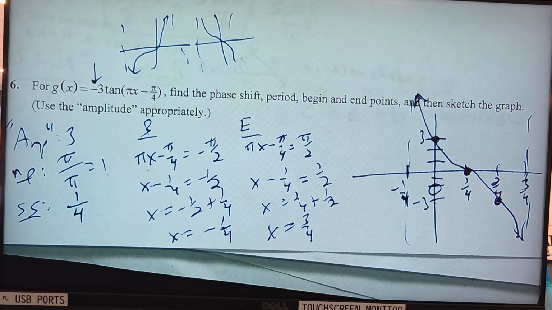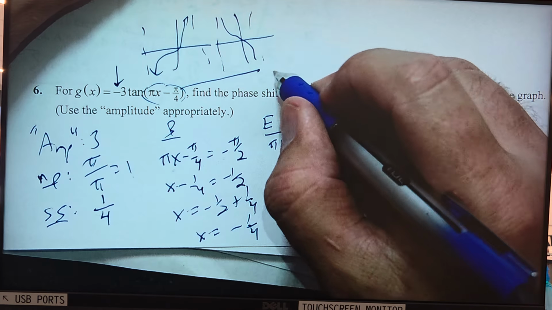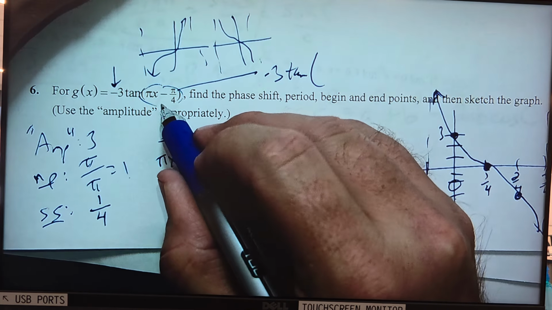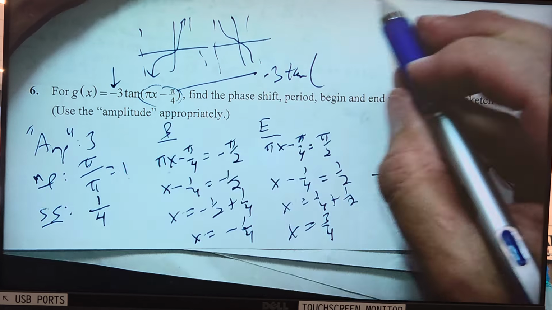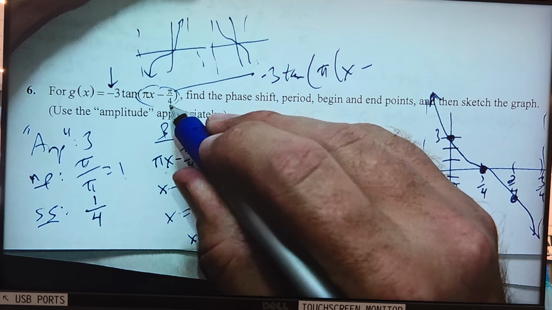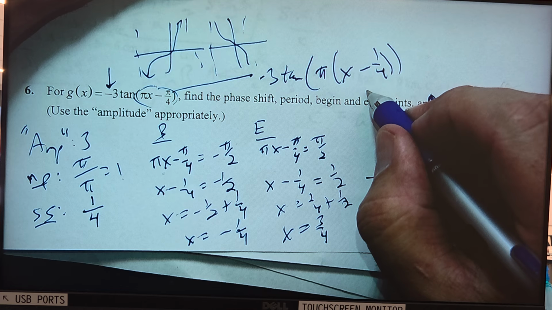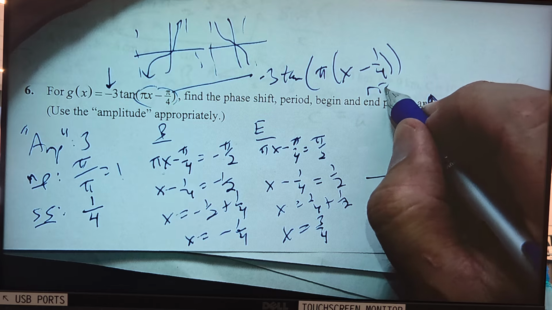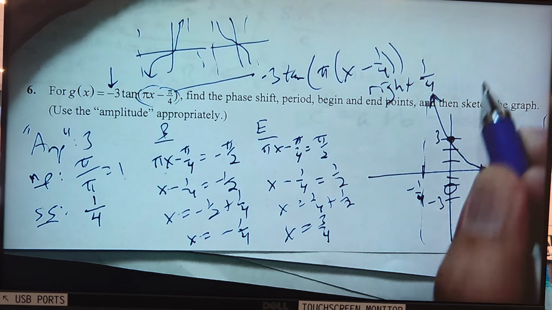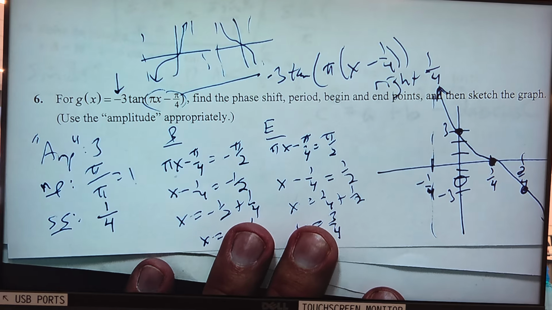You said to find the phase shift. Oh yeah, phase shift I left out. How do I find the phase shift? What do I have to do with this? I have to take a pi out. So then what am I left with? 1/4. So what would the phase shift be? 1/4 to the right. So why doesn't that jibe with this? Because we didn't start at 0.